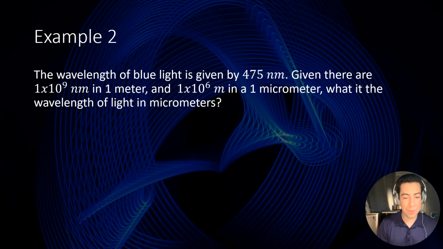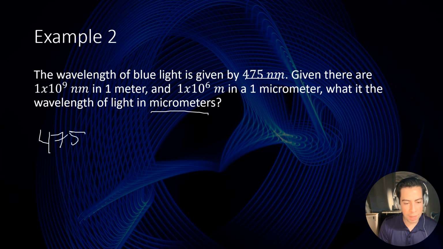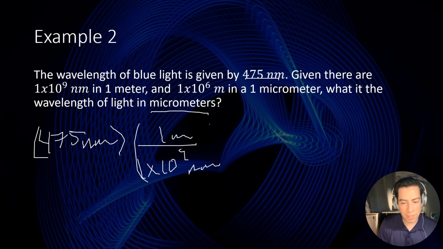Okay, so in this second example, we're given that the wavelength of blue light is 475 nanometers, and we want that in micrometers. So we need to convert nanometers to micrometers. First I'm going to convert nanometers to meters. I know that there are 1 times 10 to the 9th nanometers in 1 meter, and, sorry, this should be a -6, there's 1 times 10 to the -6 meters in 1 micrometer.